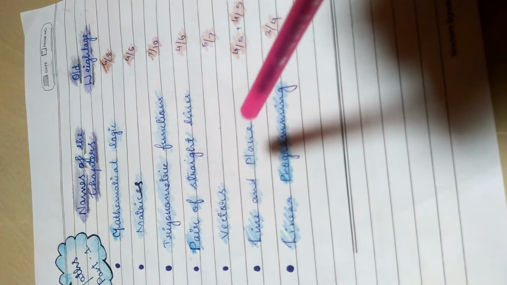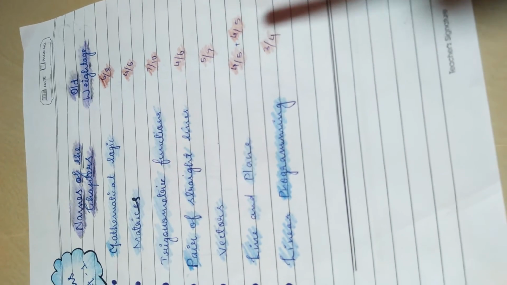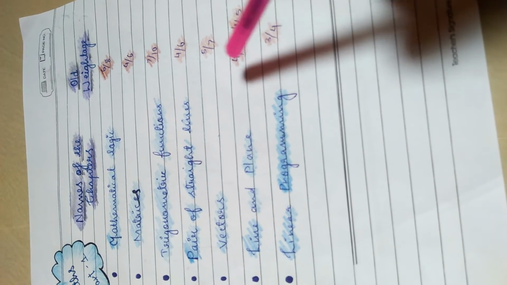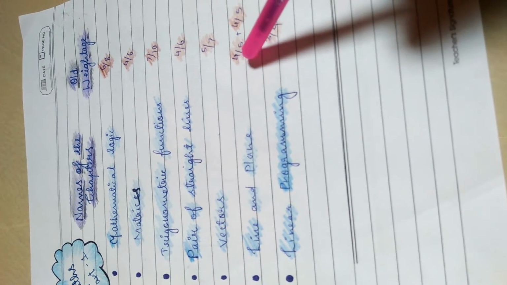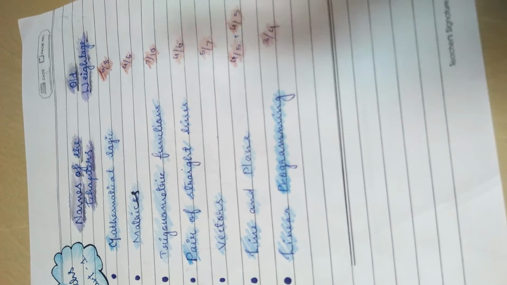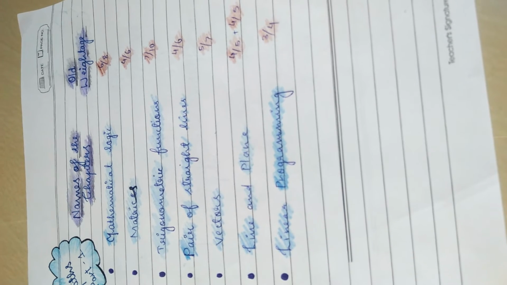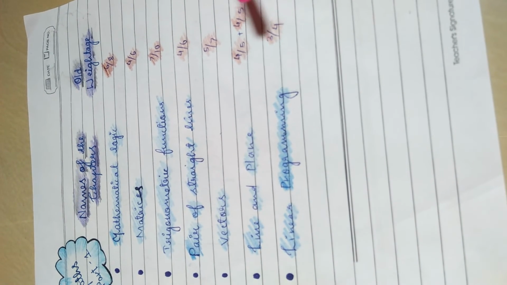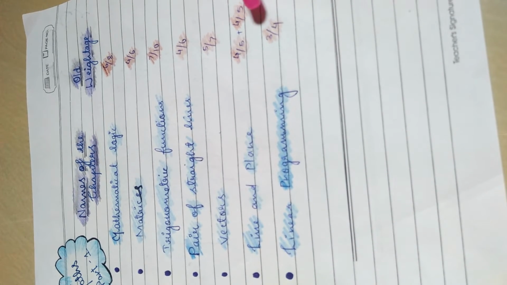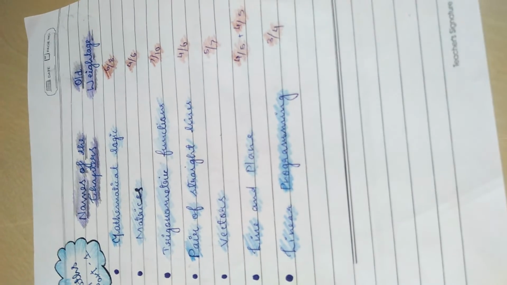In the 6th lesson, line and plane, it is 4 by 5 and 4 by 5. That means in this 4 compulsory marks and with option that is 5 marks. And in the last, that is the 7th lesson of maths part 1, that is linear programming, in this there are 4 marks with option and 3 marks are compulsory.